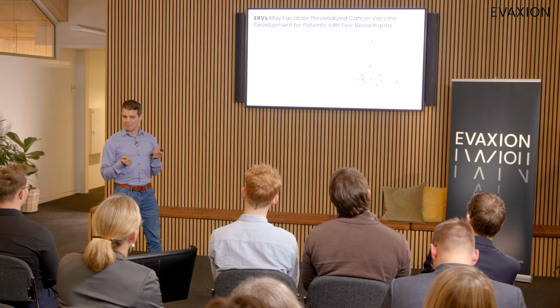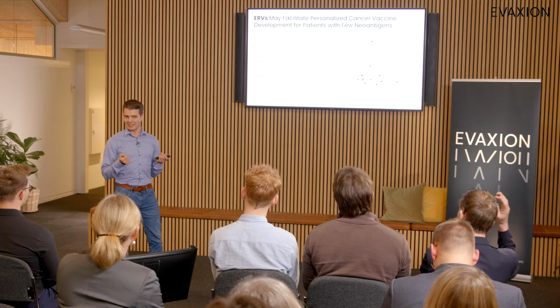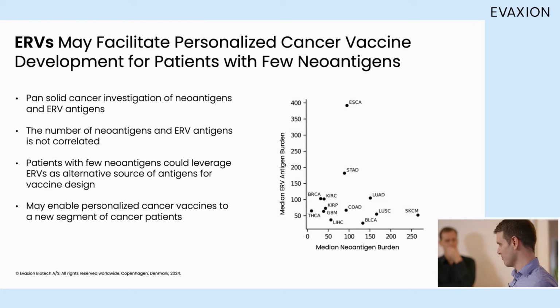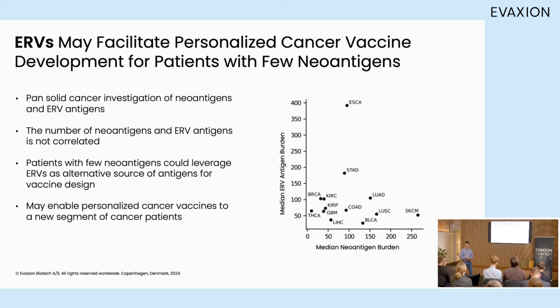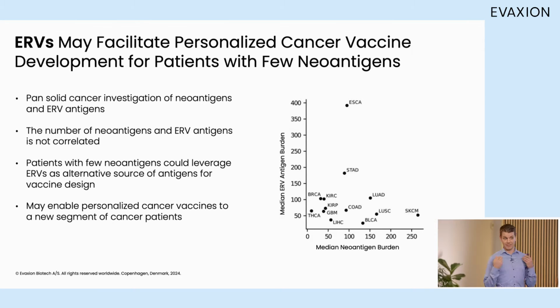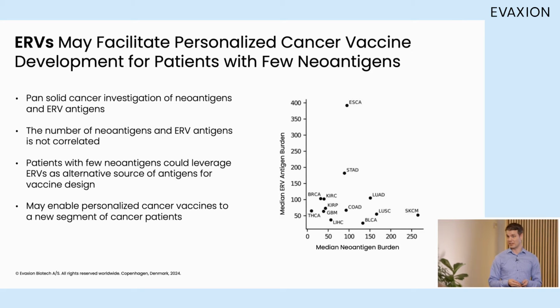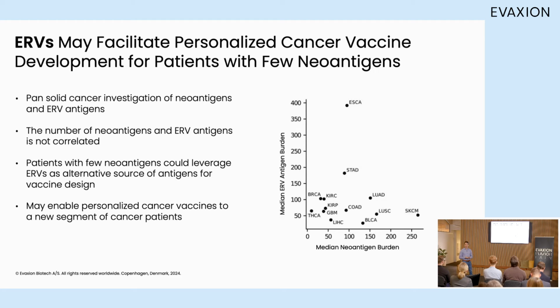So we then wanted to dive in and make some analyses in order to substantiate whether the ERVs would be a useful source of antigens in the personalized setting. The first thing we did was a very large-scale analysis across a lot of different cancer types on thousands of cancer patients. We analyzed their genomic profile and we counted up the number of neoantigens in the patients' tumors and also the number of ERVs being expressed in the patients' tumors.